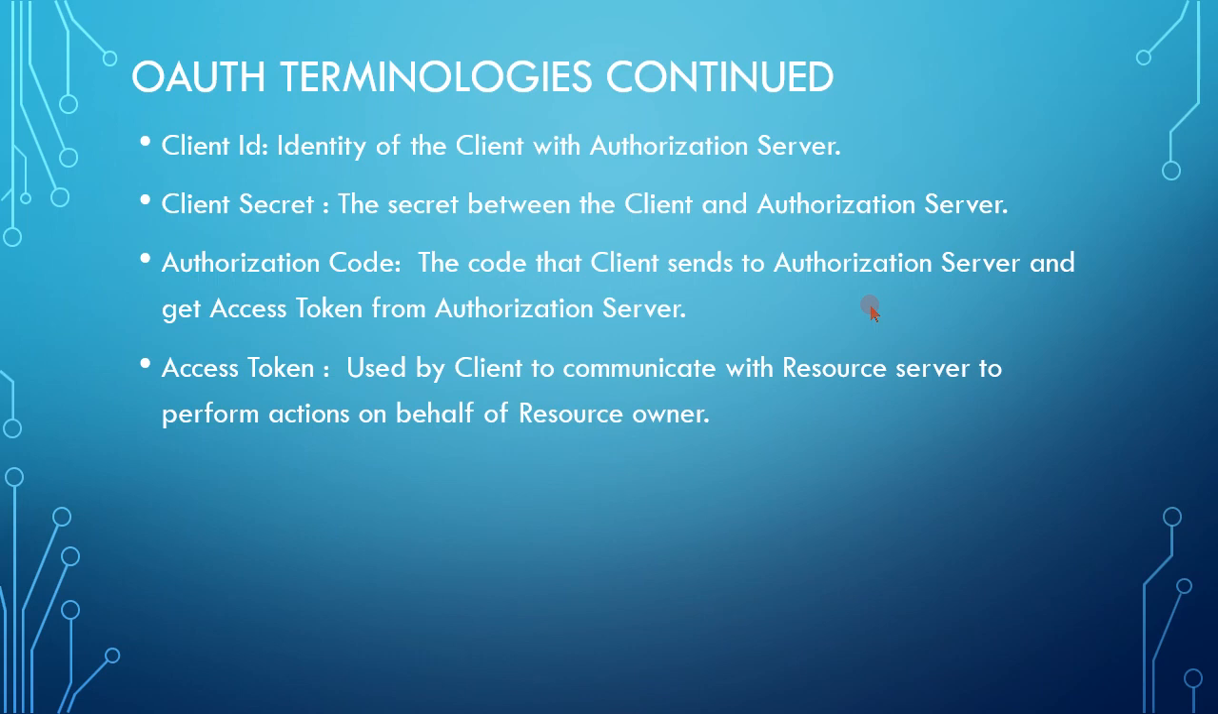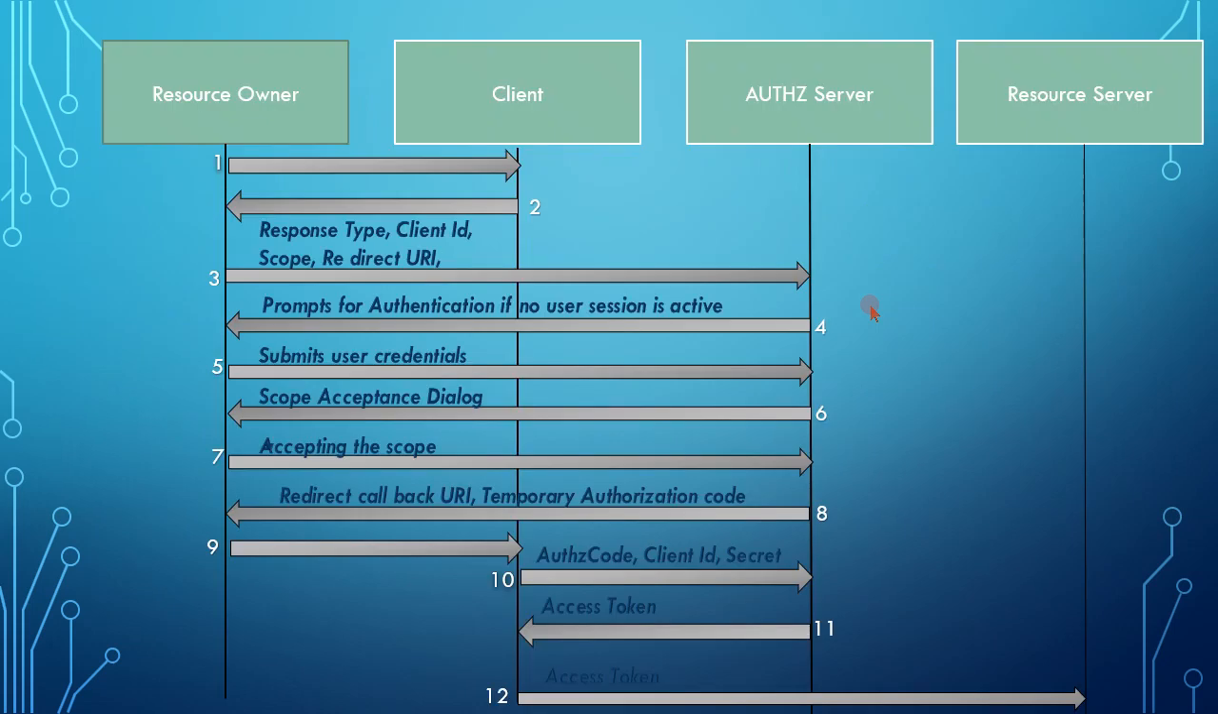Authorization code. Authorization code is the code that the client sends to the authorization server and gets an access token in exchange for it. Access token. The access token is used by the client to communicate with the resource server to perform any actions on the resource server on behalf of the resource owner. Certain terms I have repeated because only then will we get a good grasp of this open authentication.